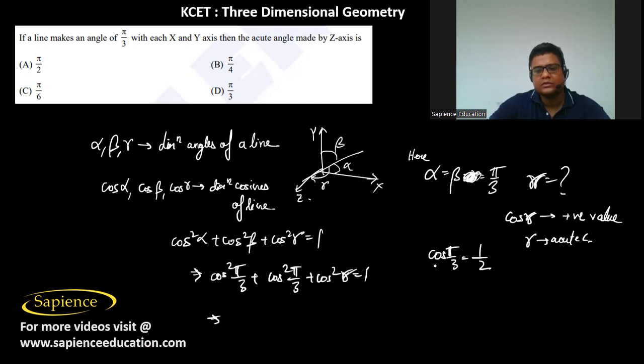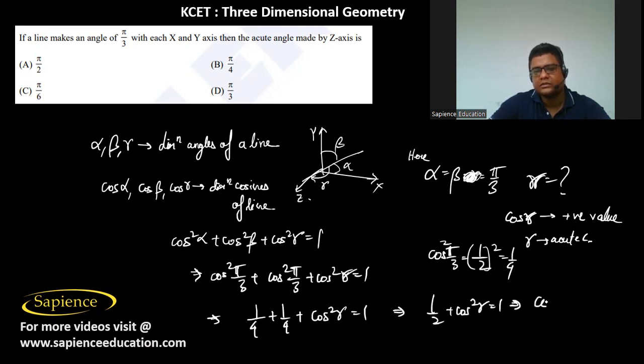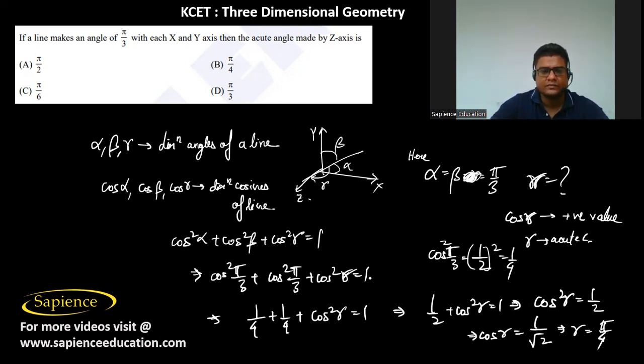So cos pi by 3 is half, so cos square pi by 3 will be half square, that is equal to 1 by 4. So 1 by 4 plus 1 by 4 plus cos square gamma is equal to 1. Therefore half plus cos square gamma is equal to 1. So cos square gamma is half, it means cos gamma should be 1 by root 2. So the angle gamma should be pi by 4, since cos 45 degree is 1 by root 2. Therefore option B is the correct answer.